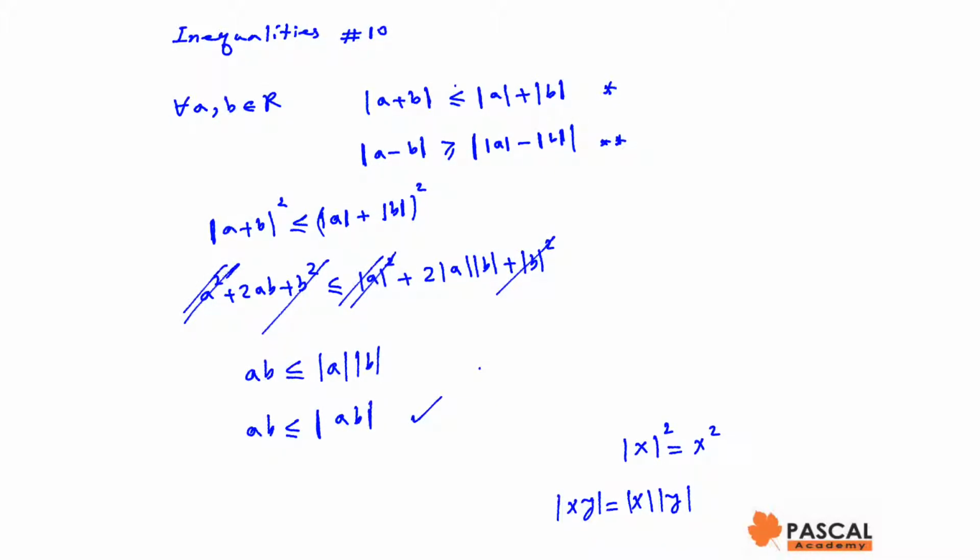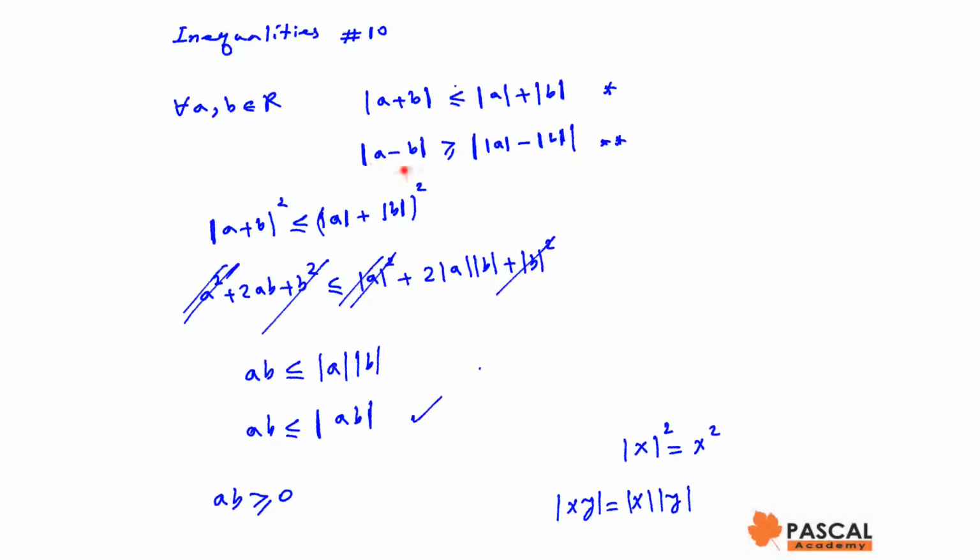Equality holds when a times b is greater or equal than 0. That means when either a or b is 0 or they have the same signs, both of them positive or both of them negative.